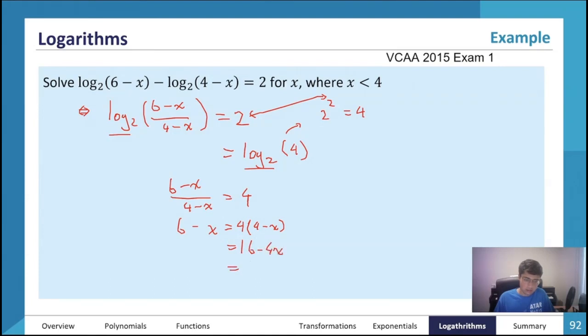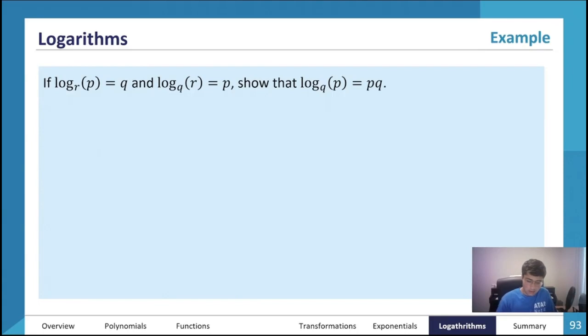I'm going to move the 4x to the other side. We get 3x on that side. And then I'm going to subtract 6 from both sides. So we get 10. x is equal to 10 over 3. All right. Yes, this is a VCAA question. It's worth 2 marks, so it's important to know all those little log laws. So the last little exercise.